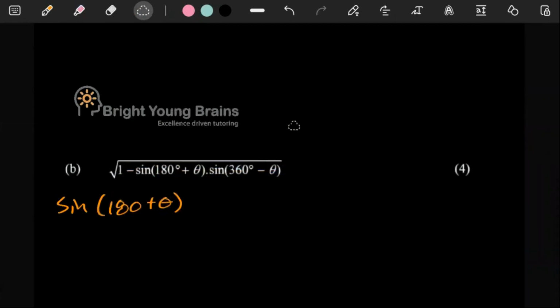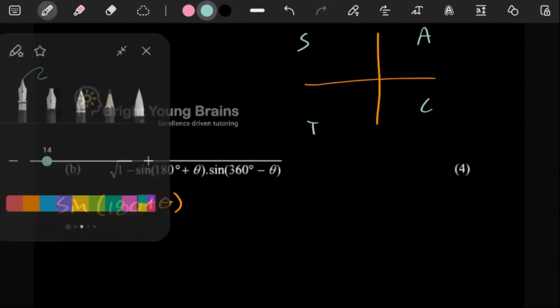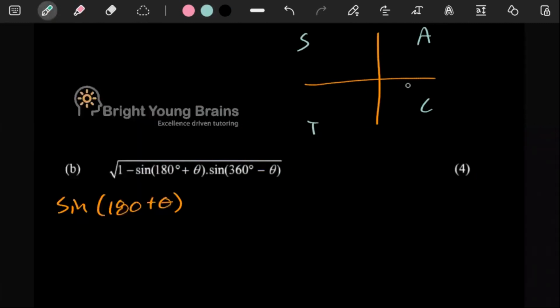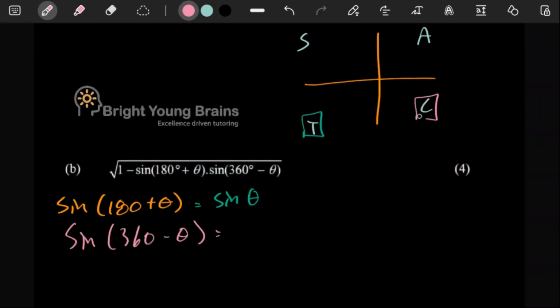So this, we know, according to the CAST diagram, 180 plus, you're going to have here 180 plus, right? Which is going to give you sine theta. And then 360 degrees minus a reference angle. If you're dealing with sine, sine 360 degrees minus, clearly in this quadrant, sine is a negative, so you're going to have your sine theta.